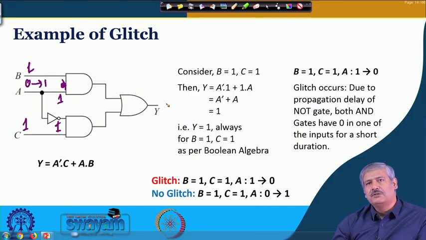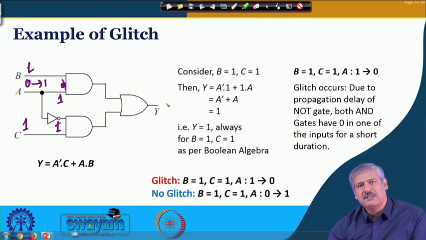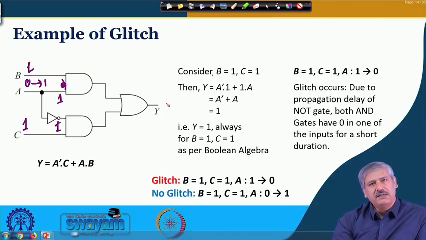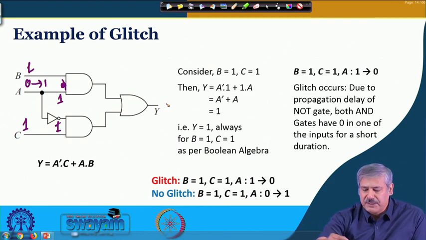So that is what was talked about: only for the specific input combination will the glitch occur. This circuit has a hazard. This is not a hazard-free circuit, because there is a potential glitch, but the glitch will occur only when a specific combination is presented.